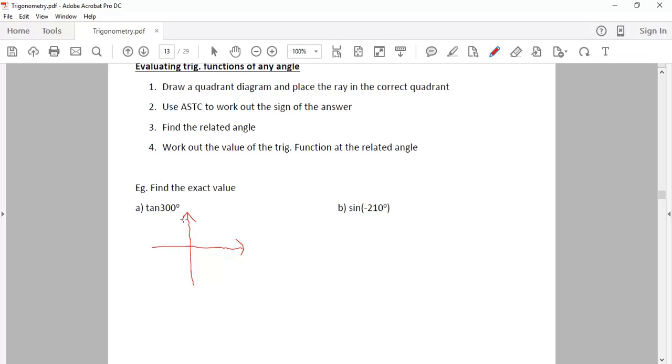So 300 degrees, the ray would be roughly here. And we know that that's 300 there. The related angle here is going to be 60, because we know that 360 minus theta, so minus 60, will give us 300, the angle we want. So now, we work out the value of tan 60.